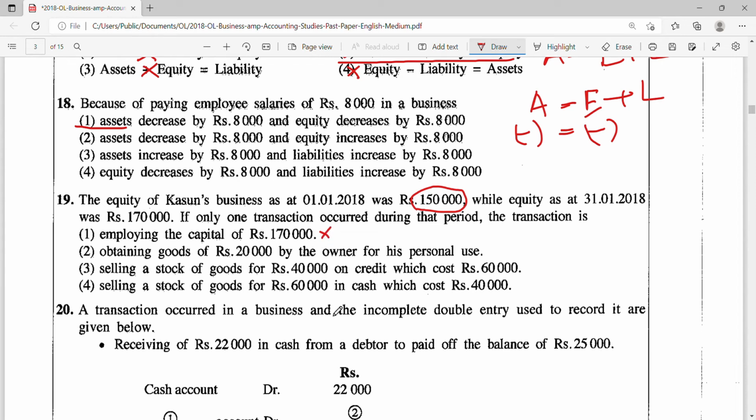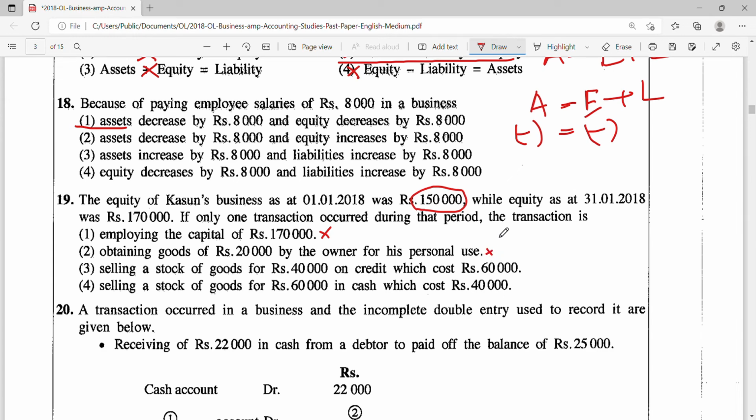Obtaining goods of rupees 20,000 by the owner for his personal use. Now, if the owner took goods for his personal use, it will be drawings. When drawings happen, you treat it as a reduction of equity. Equity is the capital brought in by the owner. If he takes something out of the business for his use, you consider it as a reduction in equity. But here, equity has increased. So answer 2 is incorrect.